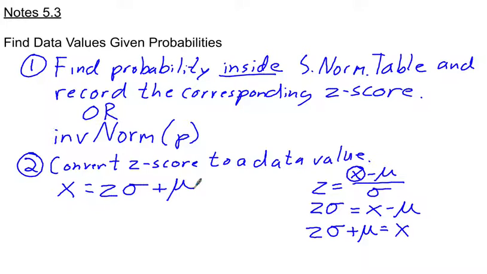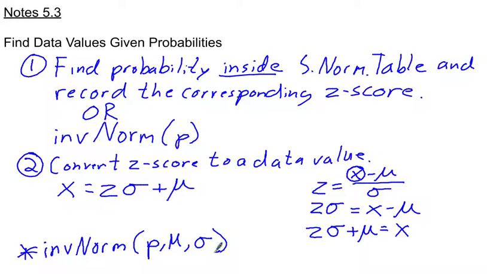And the calculator, once again, can save us a whole lot of time by doing all of this at once. And this would be using the inverse normal function. You can enter the p-value, and just like with the normal CDF function, the calculator assumes that if you just give it the probability, we're talking about the standard normal distribution. But if we specify a different mean and standard deviation, the calculator will automatically give us the data value.